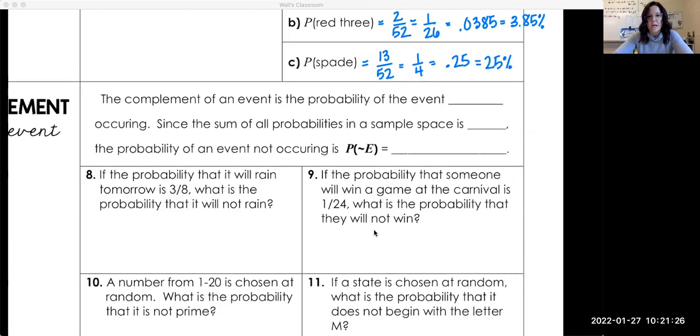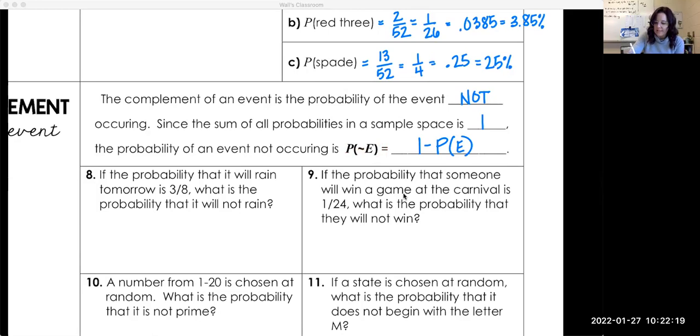The last thing that we're going to talk about today is the complement of an event. And the complement of an event is the probability that the event does not happen. Since all of the probabilities in a sample space add up to 1, the probability of an event not occurring is 1 minus the probability of the event occurring. This is noted with a little wavy line in front of the E, which means not. There are some other notations that you might see, but this is the one that we're going to use.